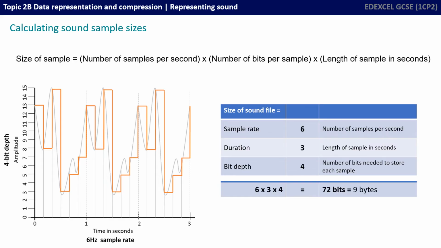The total size of the sound file is calculated by multiplying the sample rate by the duration in seconds by the bit depth. In this example, that gives us 6 samples per second multiplied by 4 bits per sample multiplied by 3 seconds of sample for a total of 72 bits, or when divided by 8, 9 bytes.